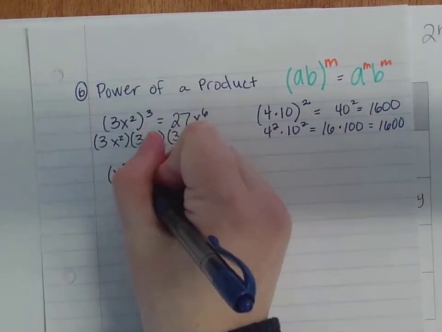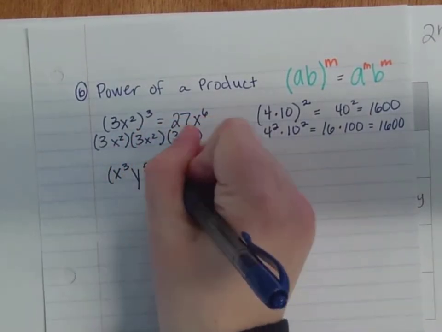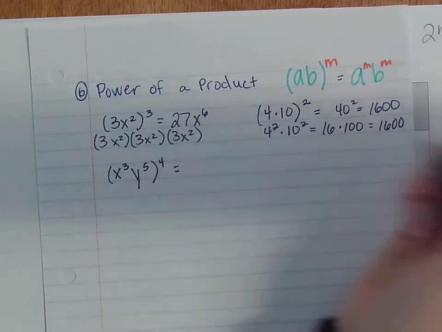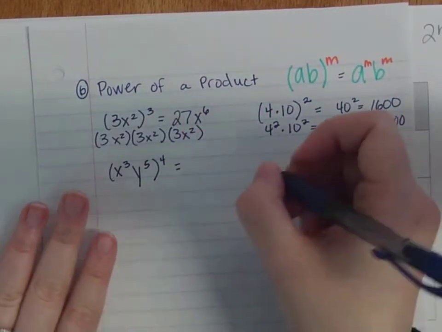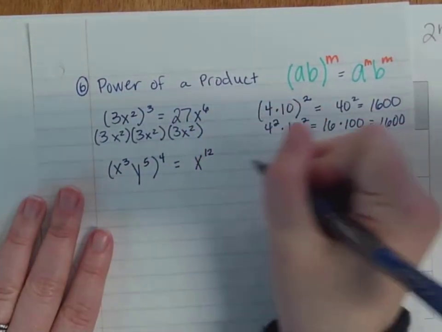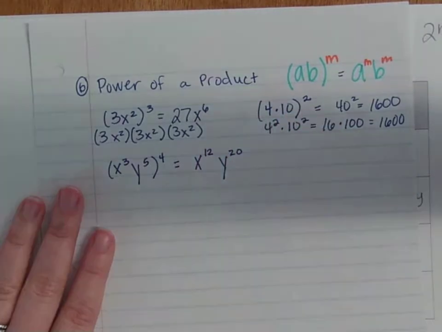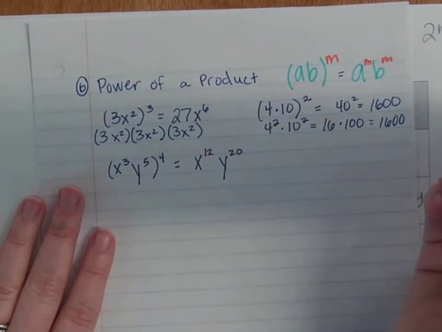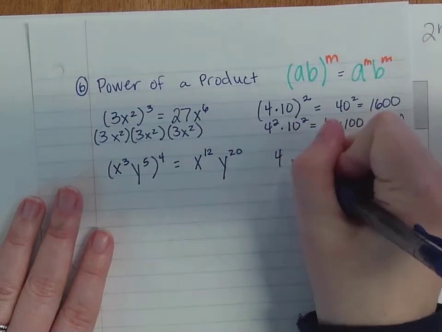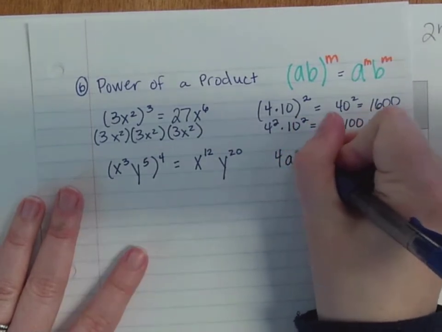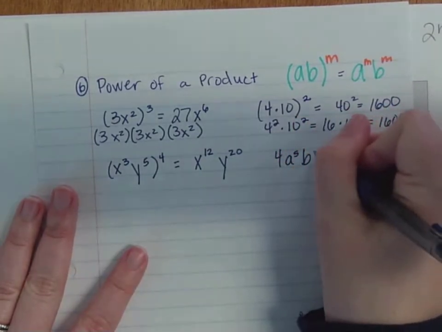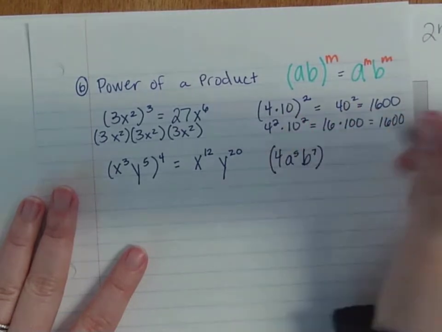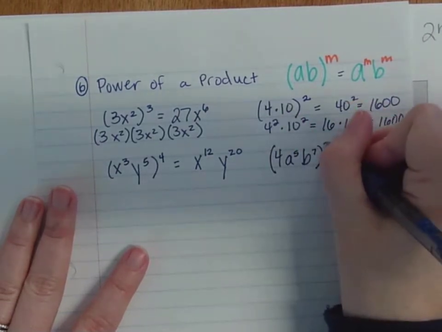So x to the third, y to the fifth, all to the fourth power. What would that simplify to? X to the 12th, y to the 20th. What if we had a coefficient? What if it was 4a to the 5th, b to the 7th, all to the third power?